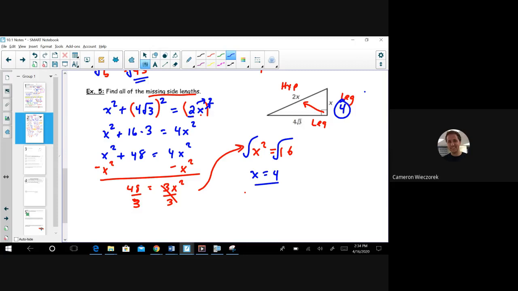But look at the directions. It wants all missing side lengths. I still don't know what 2x is. So I got to plug it back in. So I'm going to substitute. We just found out x was 4. 2 times 4 would be 8. So this missing side length, the hypotenuse, is 8. And this one we already had, so we don't have to solve for that one. So I'm just going to highlight the two final answers. This leg is 4. This hypotenuse is 8.